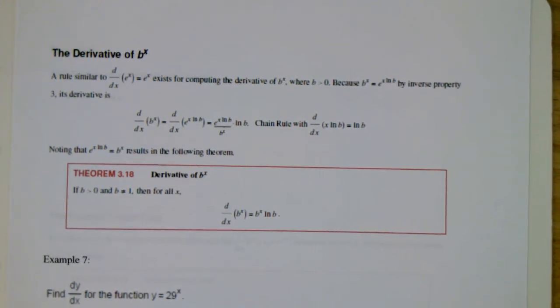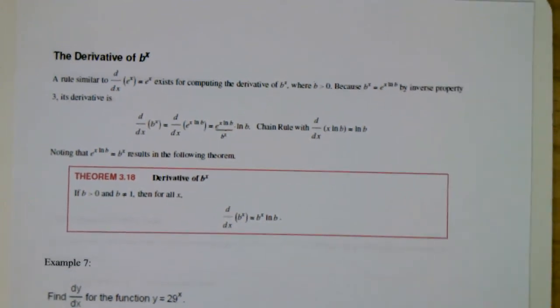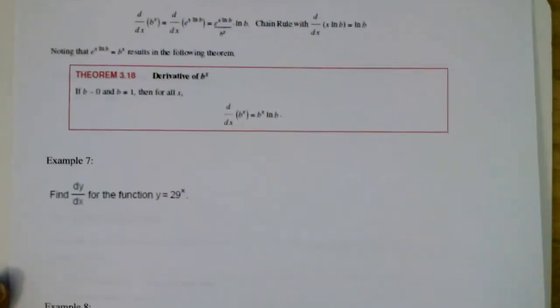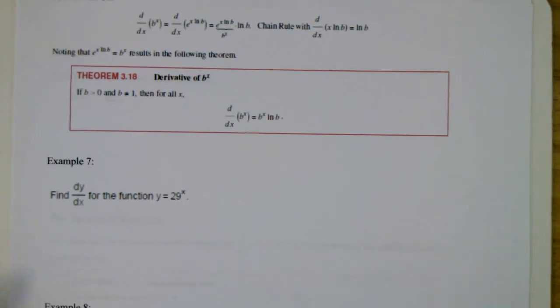Not something that I will test you on, but it's good to know where these derivatives come from and how you can prove those. All right, like in example 7, we're going to use that to find dy dx for the function y equals 29 raised to the x power. Okay, so we're going to use that rule there.